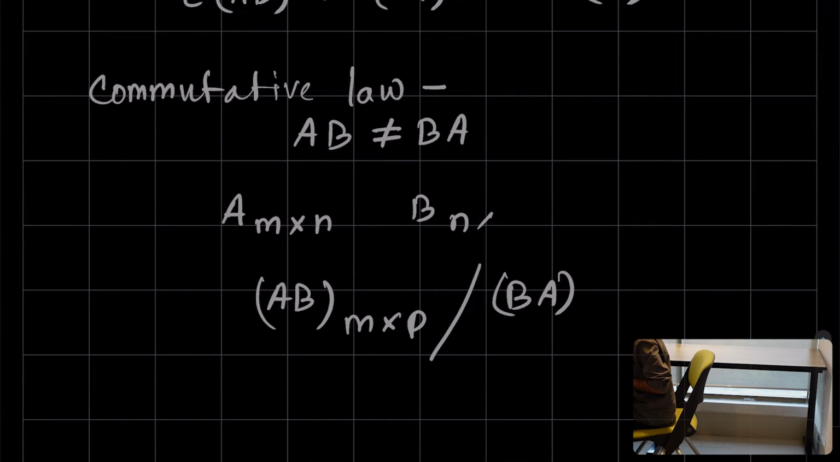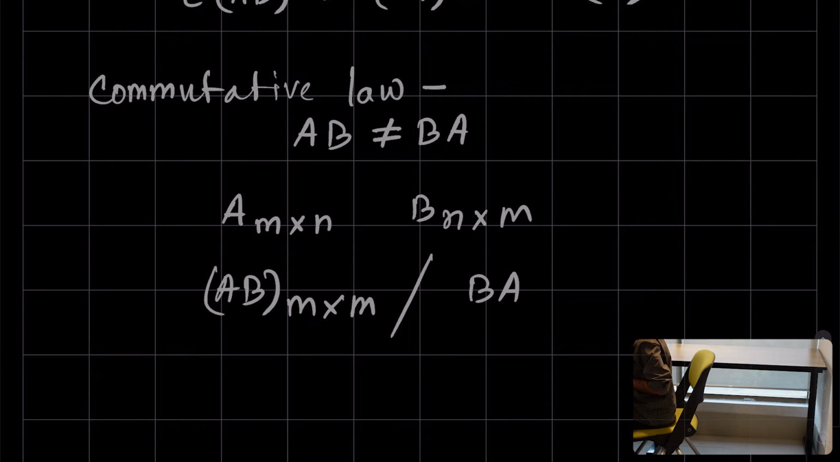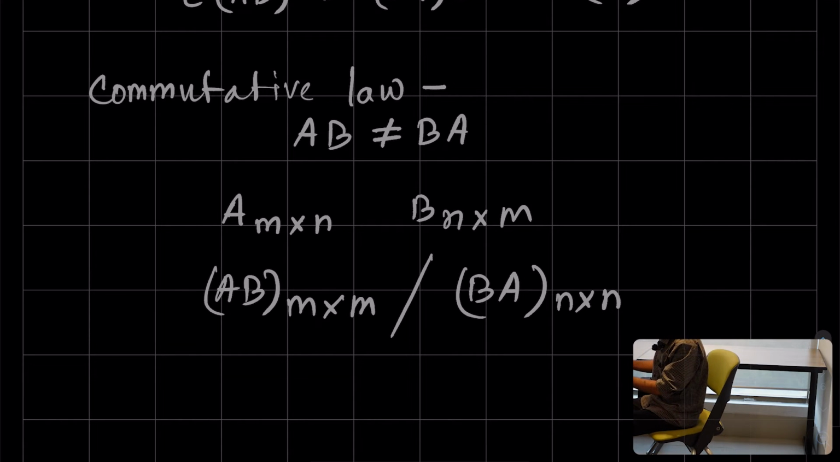And if I multiply B with A, the size will be, sorry, I made a mistake here. Let's say A is M cross N and B is N cross M. Then AB will be M cross M, but BA is N cross N. So if M is not equal to N, they cannot be equal, since the sizes of these two matrices are not equal.